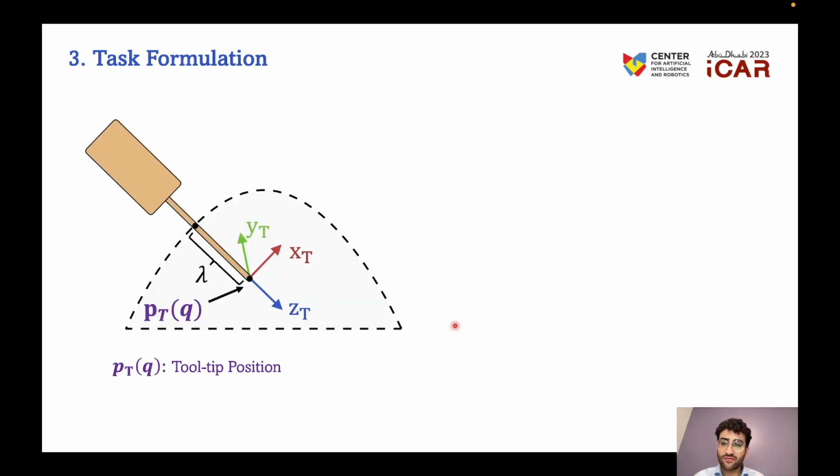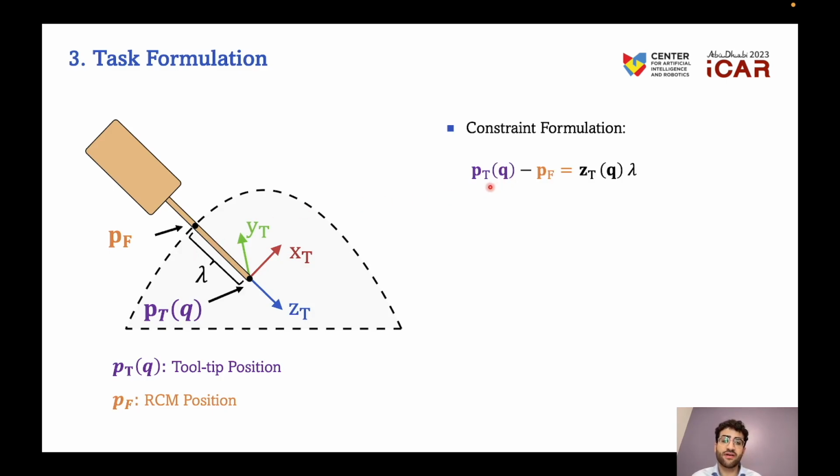So as we just mentioned, we define this point as being PT, the tooltip position, and this point as being PF, the RCM position. Then if we subtract these two vectors from one another, PT minus PF, that gives us the vector from PF towards PT, which is also equivalent to the Z component of lambda.